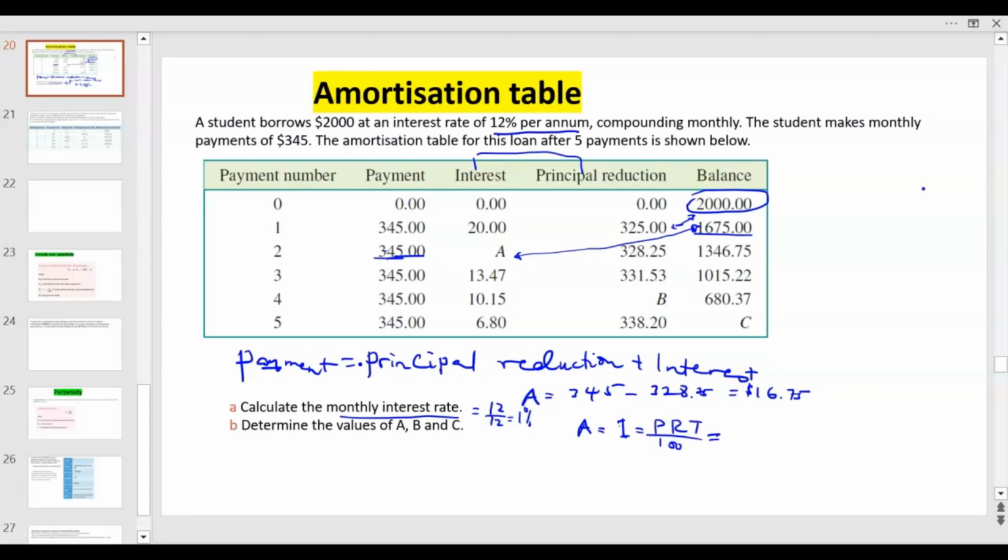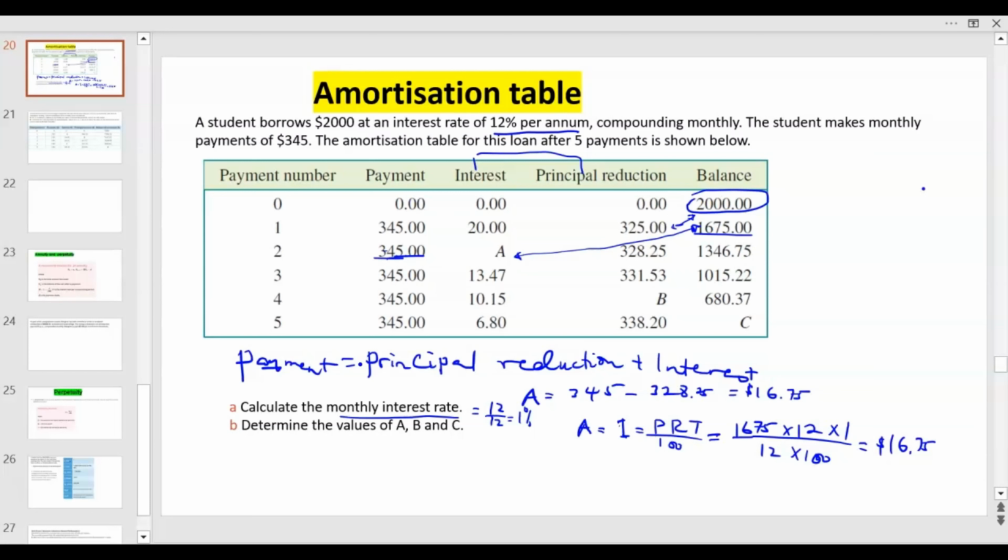Unless it's an interest only loan. So now this is going to be 1675, and the rate, which we already calculated, has to be 1, so we could just do 12 times 1 over 12 again times 100. That also gives us the same answer, which is $16.75. So there are two ways of finding the interest.